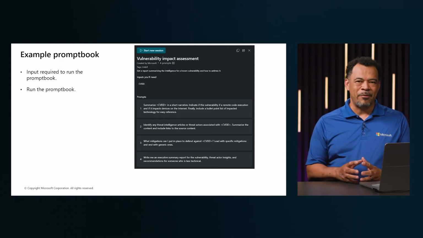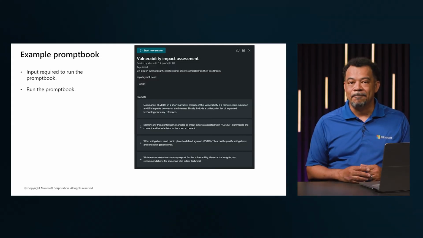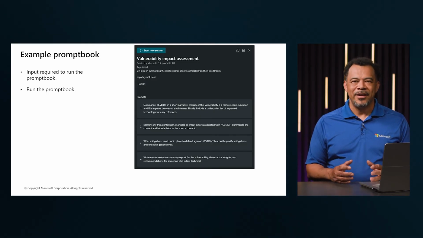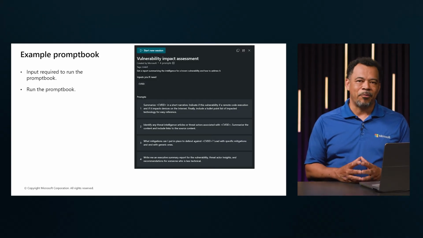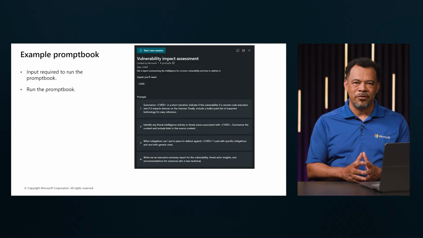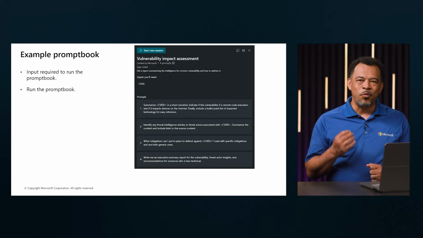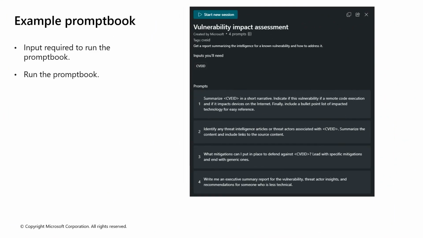One gives you a quick summary of the vulnerability, including whether it's a remote code execution risk and what tech it's affecting. Another looks at any related threat intel or known threat actors and even includes links to the sources. There's also a prompt that suggests both specific and general mitigations you can put in place. And finally, there's one that helps you write an executive summary. And this is going to be perfect for sharing with leadership or anyone who isn't super technical.